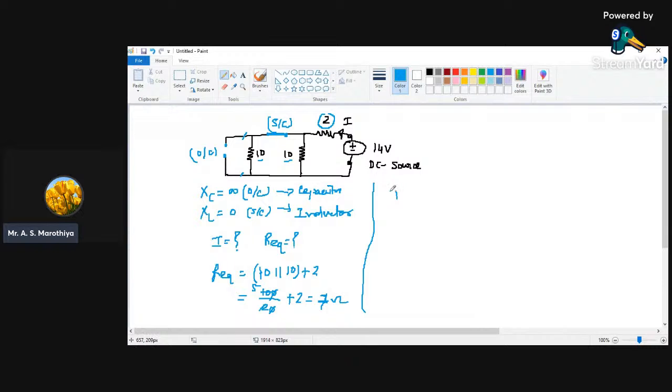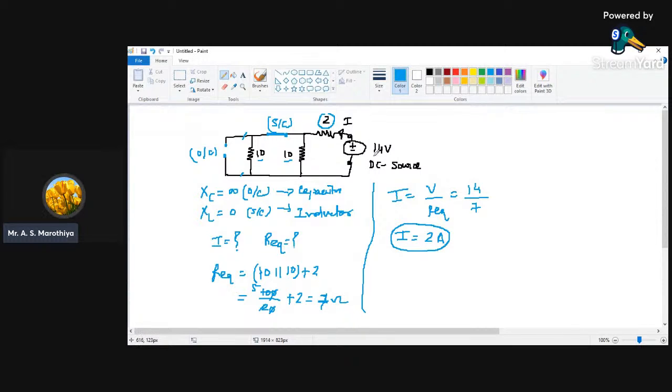So the current supplied by this source is going to be equal to V divided by R equivalent. What is V? V is 14. What is R equivalent? That is 7. So the answer for this is 2 ampere. This is very, very important. I hope this is clear to everyone.